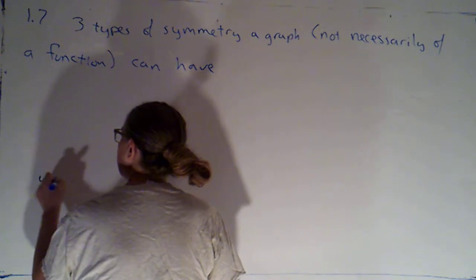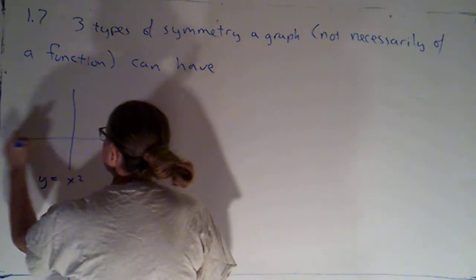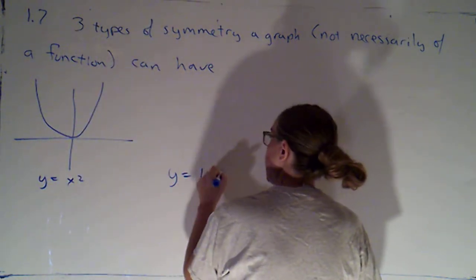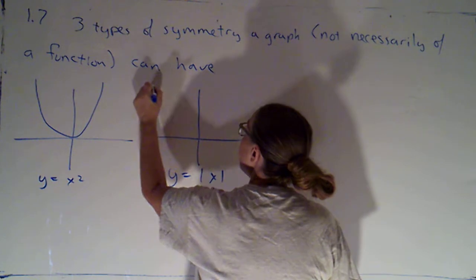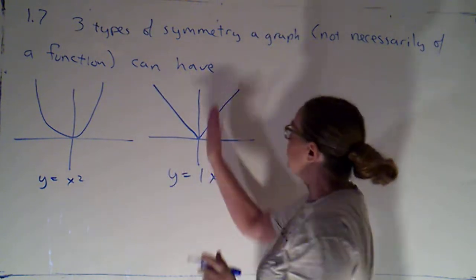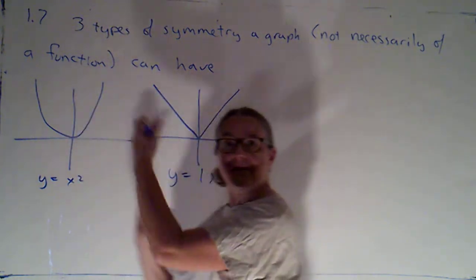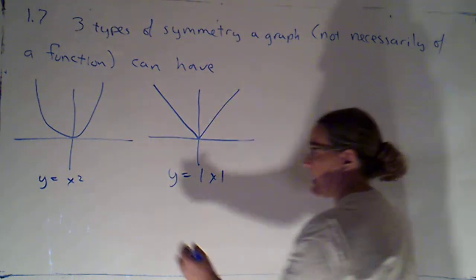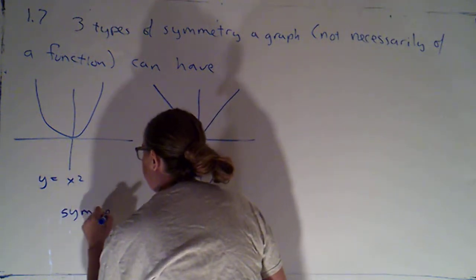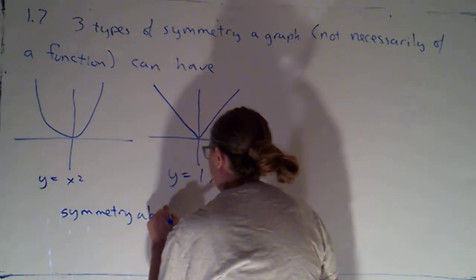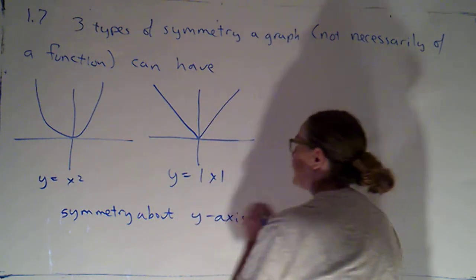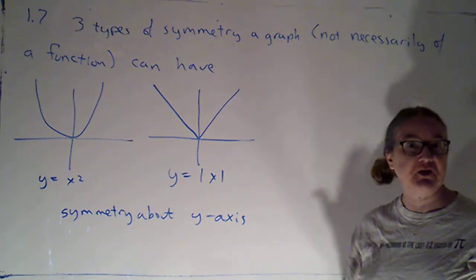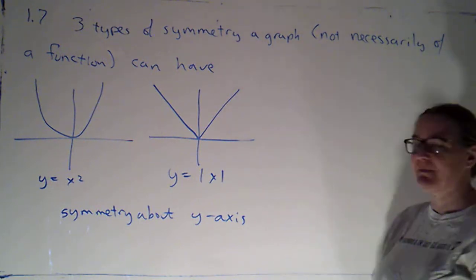If I have y equals x squared, or actually if I have y equals the absolute value of x, both of these are symmetric about the y-axis. The left side of the graph is just a mirror image of the right side of the graph. So this is symmetry about the y-axis. And here, we're familiar with what the graphs look like, so we're able to look at the graphs and see that we have that type of symmetry.